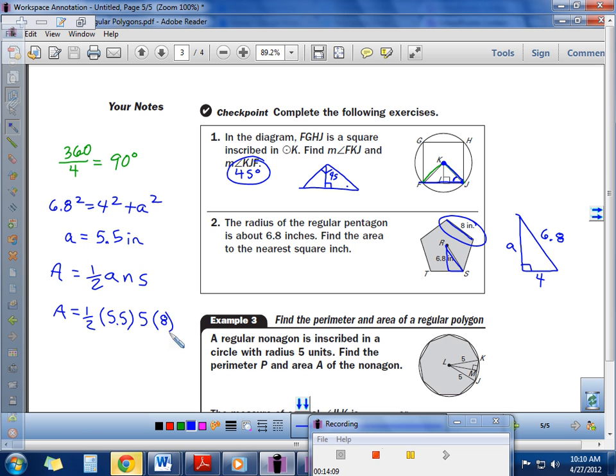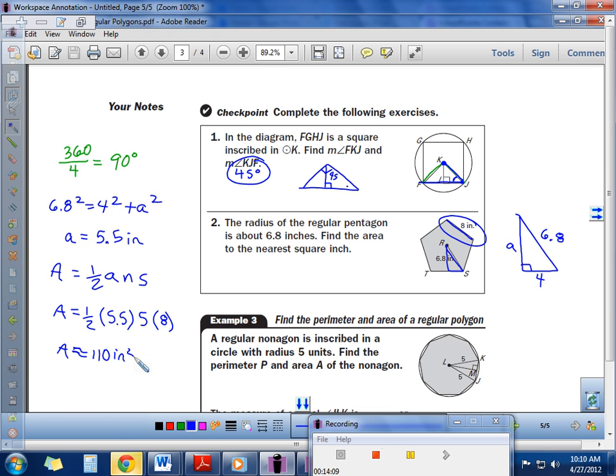When you multiply that out, you get area equals, one more time, slow down. We'll say approximately 110 inches squared.